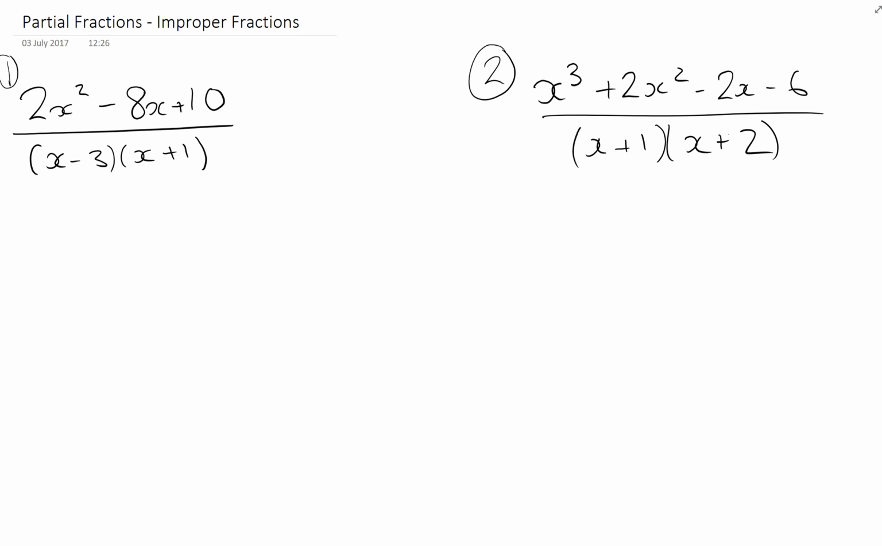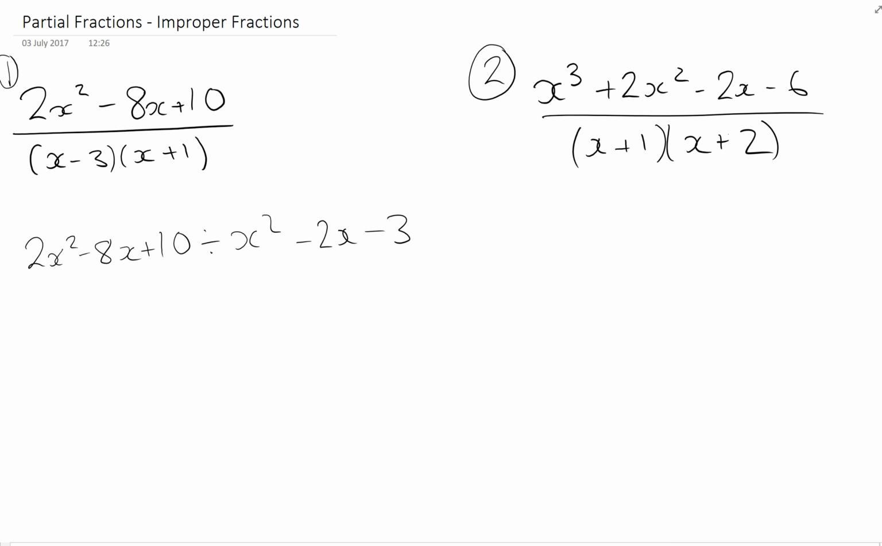So a couple of examples then of partial fractions when working with improper fractions. So the first thing is to identify the fact that we've got improper fractions, and in this case our highest power of x on question 1 here is a 2, and if we expand the bracket on the bottom, the highest power is also a 2. So the division that we're actually going to be doing here is 2x squared minus 8x plus 10 divided by the denominator there, which comes to x squared minus 2x minus 3.